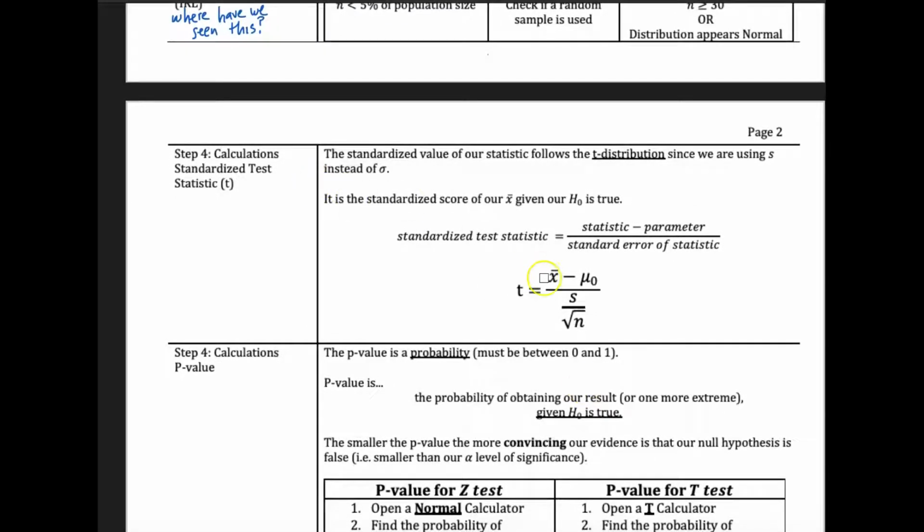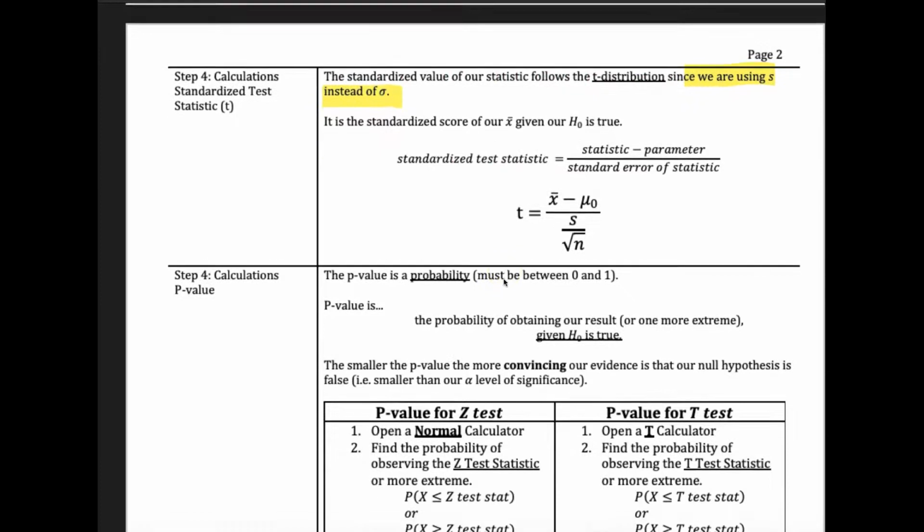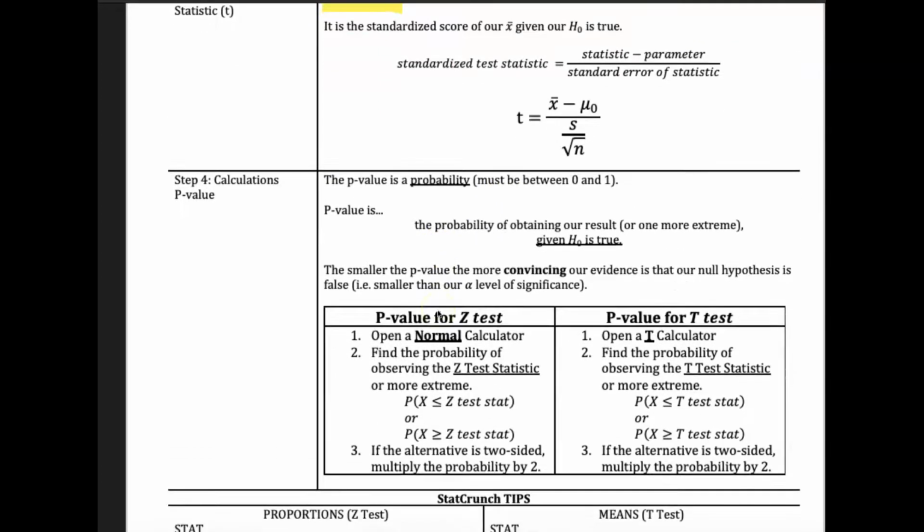Step 4 is to calculate a test statistic. This equation is different because in proportions we use z, but you'll see the same format. It's like a z-score, but it's the t distribution, since we're using the sample standard deviation instead of the population. It's important to acknowledge that we're using s instead of sigma. You calculate the test statistic, and then we use the t calculator here.